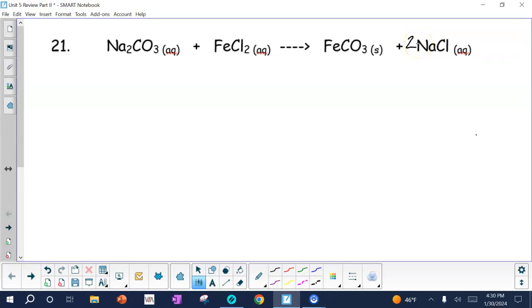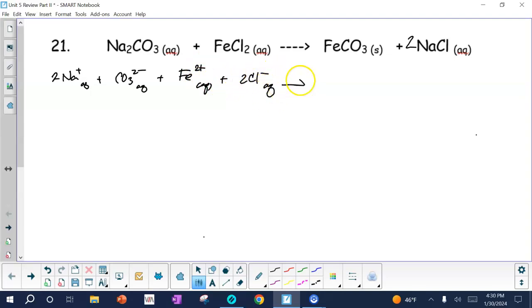That's now balanced. You will notice all the different states, the aqueous and the solids, were already listed for this one, so that's great. And so we're going to go and do the complete ionic. So anything that is aqueous is completely going to ionize, going to separate into separate things. So in this case, we have 2 sodiums that are positive, and they're aqueous. We have 1 carbonate with a 2 minus. It is aqueous. We have 1 iron that in this case is going to be 2 plus. It is aqueous. And then we have 2 chlorides that are 1 minus.